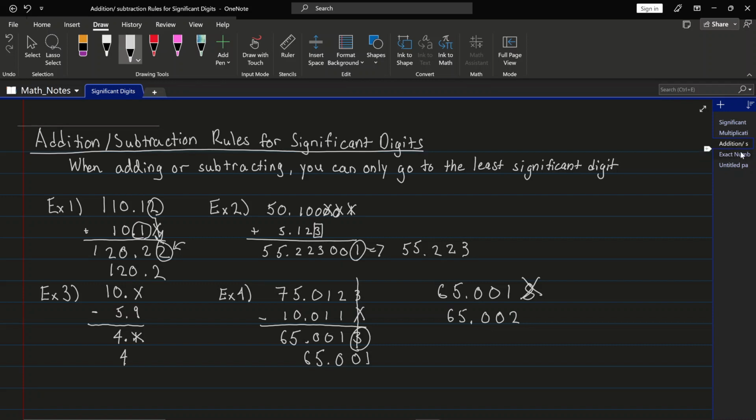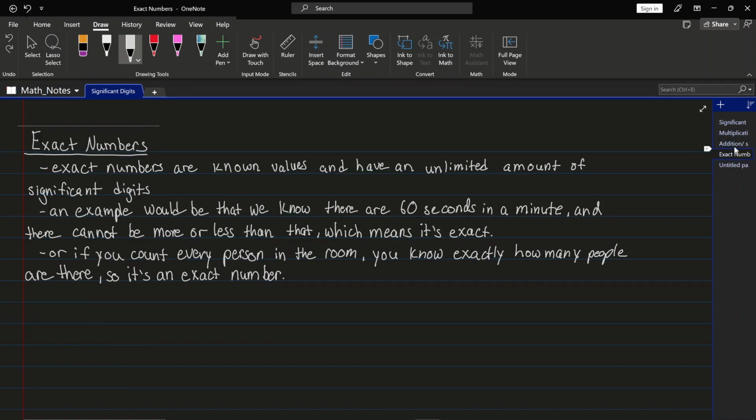And there is one more thing I'd like to talk about, more of a little add-on. And they're called exact numbers. And these are kind of the numbers you don't think about too much, but they're often either constants in problems or other things like that. But an exact number are digits that we know the exact value of. And they have an unlimited amount of significant digits.